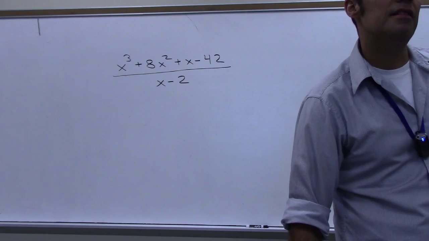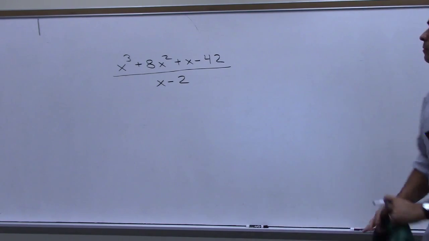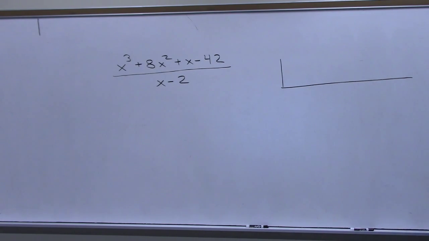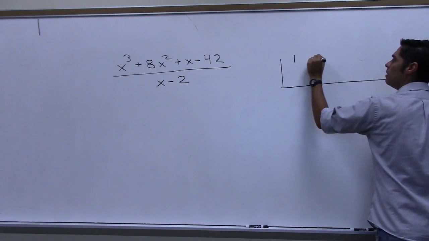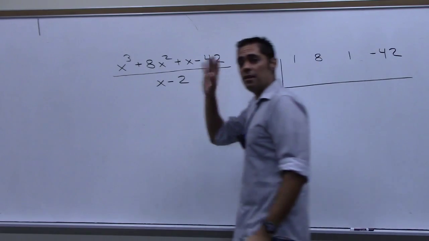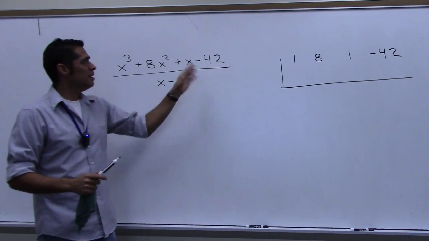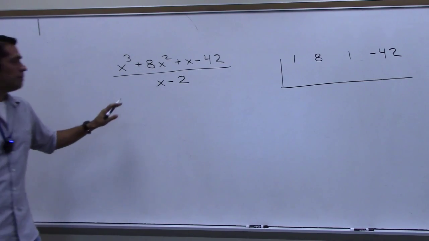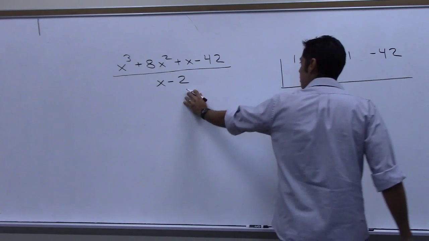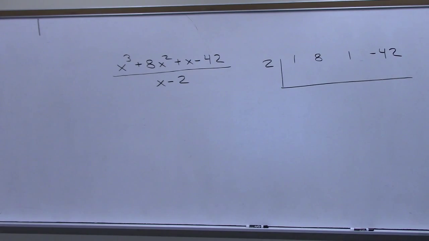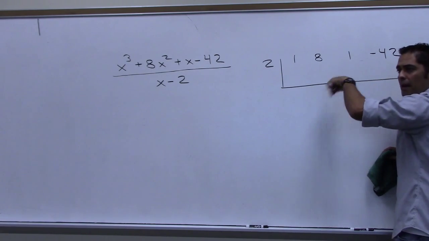So what do we do for synthetic division? Upside down box, right? We put the coefficients inside. So what are my coefficients? 1, 8, 1, negative 42. And remember that we have to account for any spaces. Like if you were missing an x squared, you'd put a 0 in there. And then what number goes on the outside? Opposite of what's down here. So if we have a minus 2, we put a plus 2 over there. And then you just play this little game where you drop down, multiply, add, and do all that.